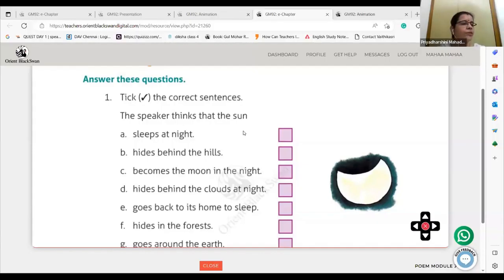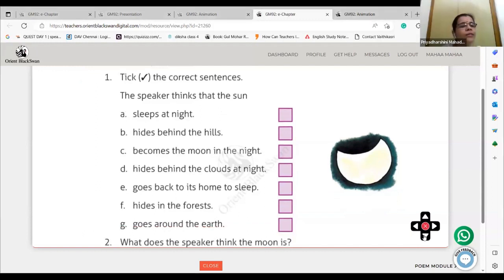Now answer these questions based on the poem. Pick the correct answers. The speaker thinks that the sun sleeps at night. Teachers, can you answer these questions? Is it true or false?